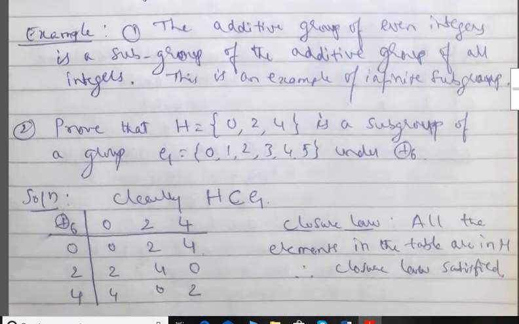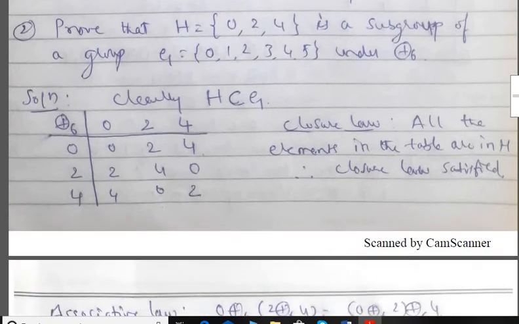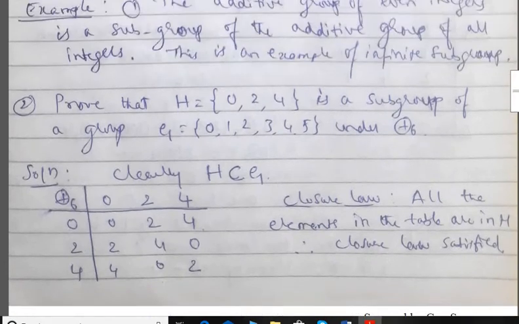Here we are going to learn certain examples. The additive group of even integers, that is 0, plus or minus 2, plus or minus 4, plus or minus 6, and so on, is a subgroup of the additive group of all integers, which is 0, plus or minus 1, plus or minus 2, plus or minus 3. So the even integers always form a subgroup of the group of integers under addition. That is an example of an infinite subgroup.